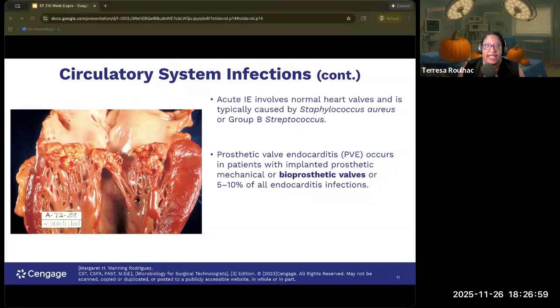This is a common cause of IE. About 75% of cases involve native heart valve issues. The tricuspid valve is affected in 50% of these cases as well. But there's also fungal infections the chapter talks about, like Candida albicans.